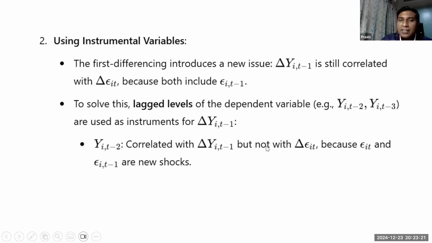But this is not correlated with this, because what is this? This is e_it minus e_it minus 1. So t minus 2 is nowhere there. So this and this are not correlated, but this and this are correlated, right? So this is the basic definition of selecting an instrument. Is this clear? Understood or not?